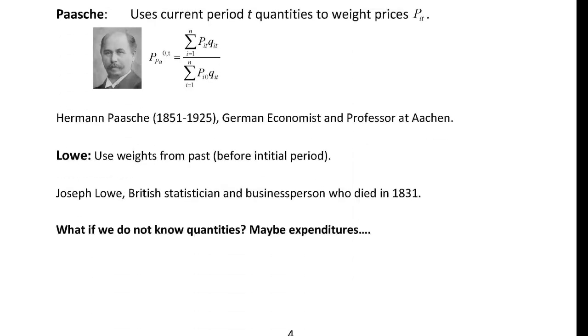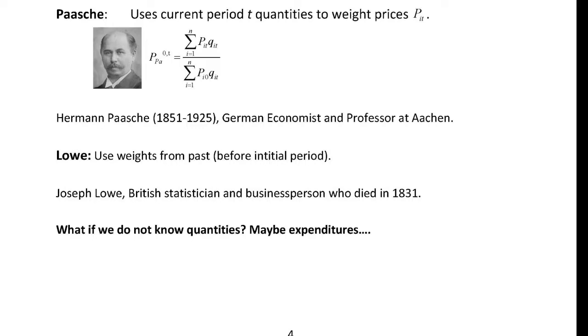The alternative to Laspeyres is what's called the Paasche index. And the difference is it uses the current period t quantities to weight prices p_it. So the Paasche index, in the denominator, has the base prices p_i0, each of them weighted by q_it, the quantity at period t. And in the numerator, each price p_it is weighted by the quantity in period t. So that's the Paasche index.